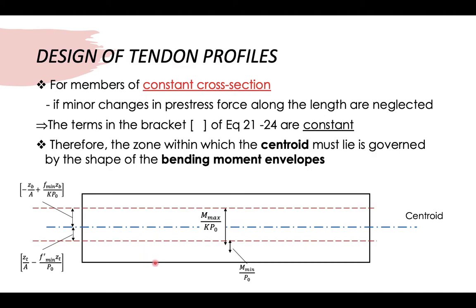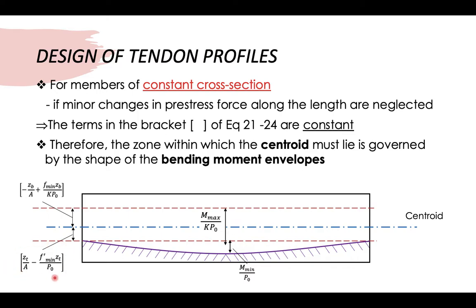We have a simply supported beam, and also we have the centroid in the middle. Here, we will be able to draw the curve. We have this first curve, which is based on this equation. We can see that we have Zt over A, minus F prime minimum Zt over P naught.